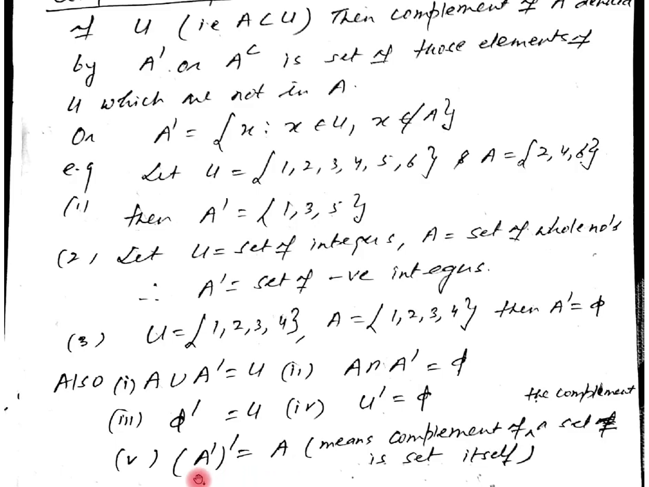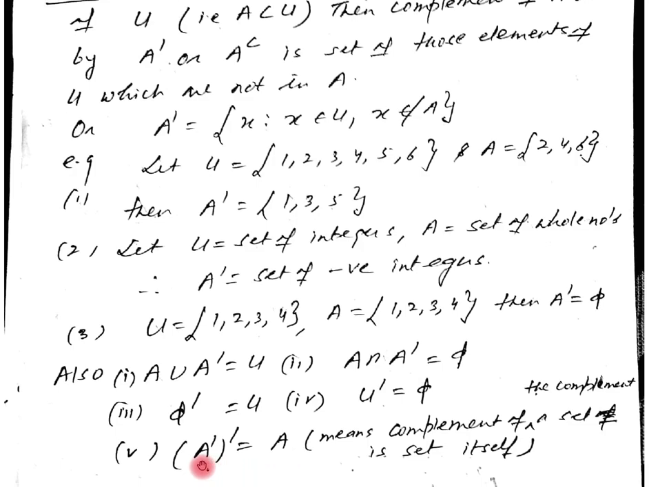And here the last property is the complement of the complement of A is equal to A, means the complement of the complement of a set is the set itself. Now let us see it again here from this example.